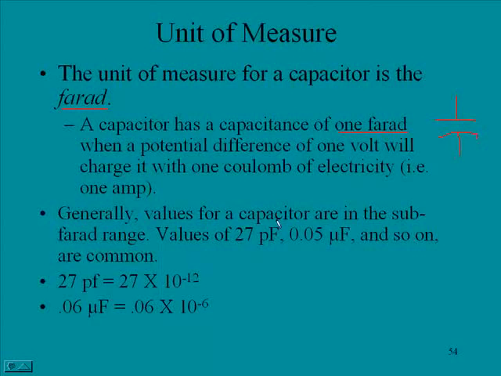Now, generally values of a capacitor are in the sub-farad range, and I would say very, very sub-farad range. Common values here are a 27 picofarad capacitor. Here's one that is 0.05 microfarads. And what does this mean? Well, when you say 27 picofarads, you're referring to 27 times 10 to the minus 12. And 0.05 microfarads is 0.05 times 10 to the minus 6. So capacitors typically are in very small values, much smaller than 1 farad.